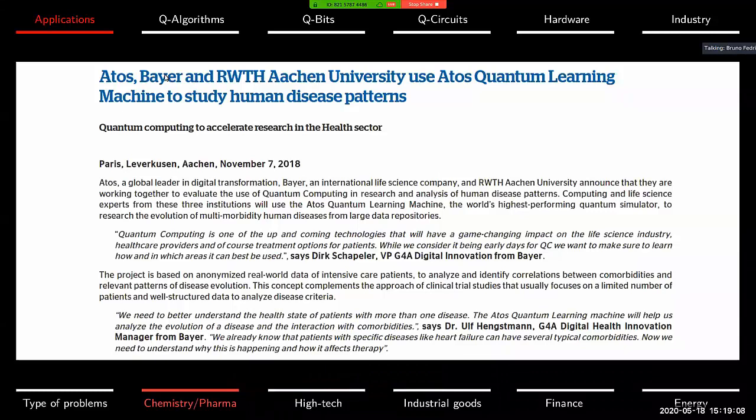So Bayer and Atos are working together to find algorithms to process healthcare data to improve performance in the healthcare industry.